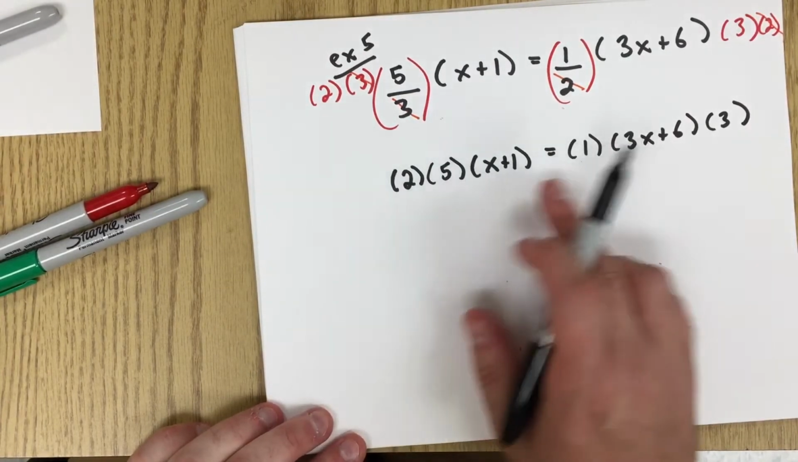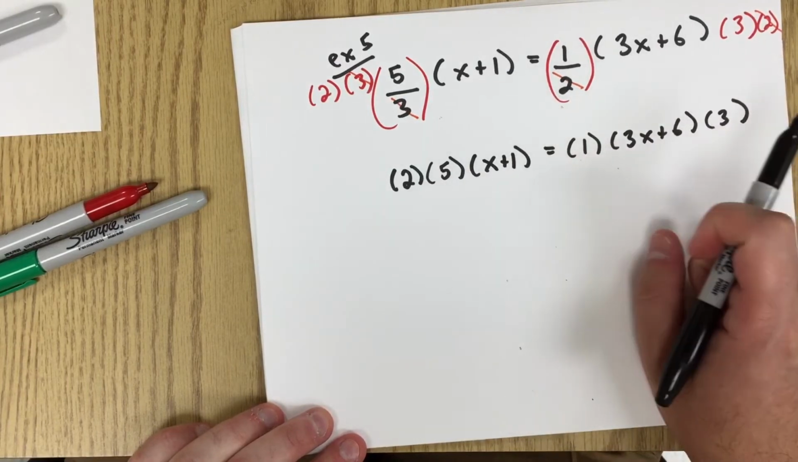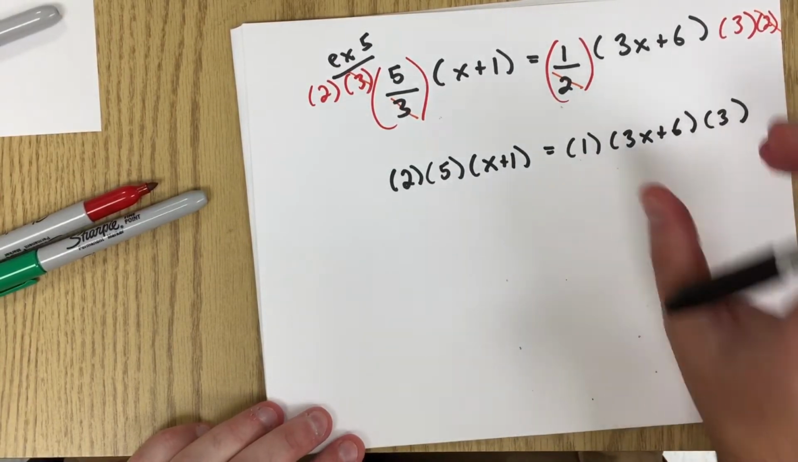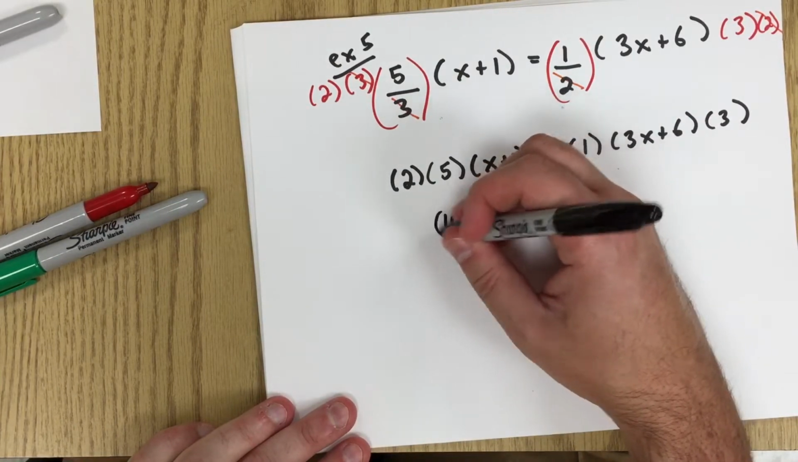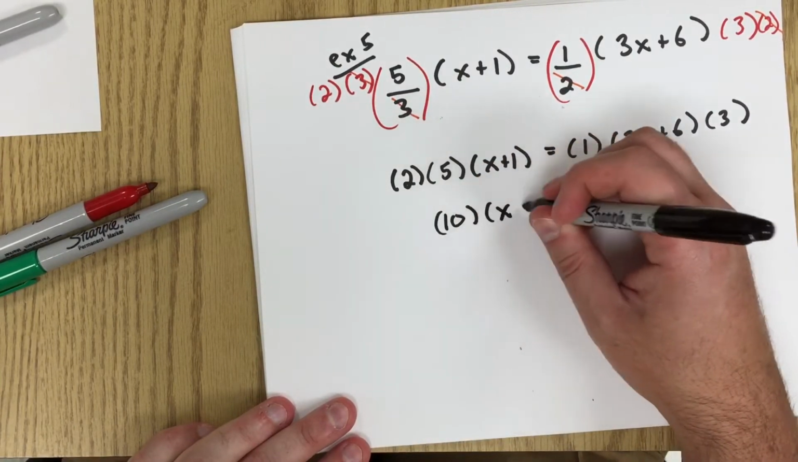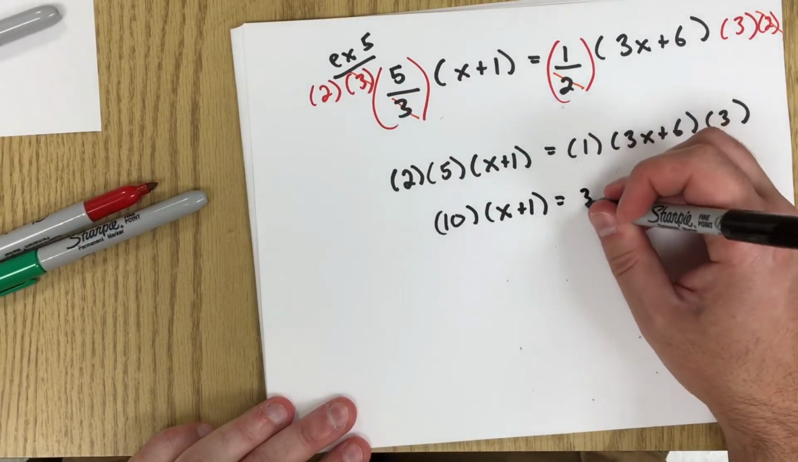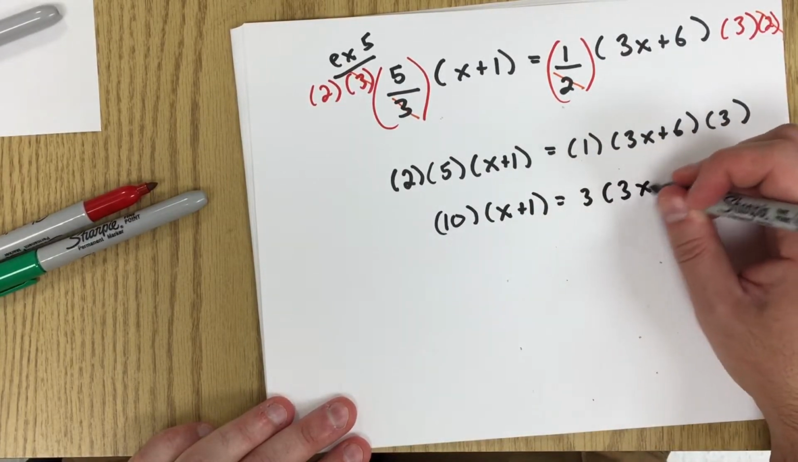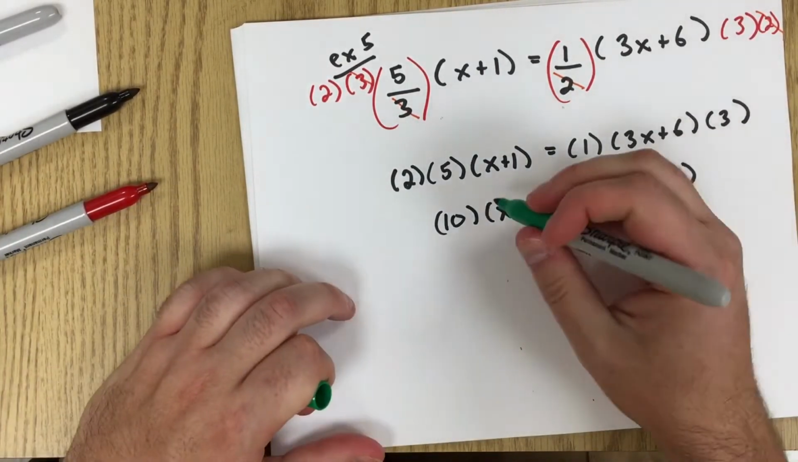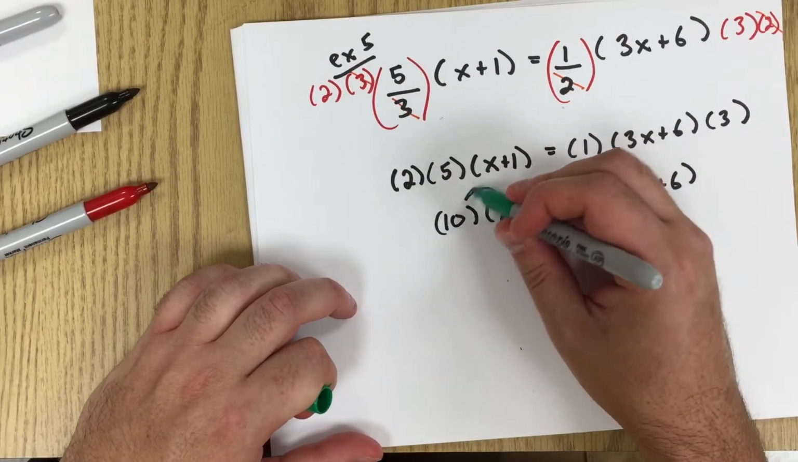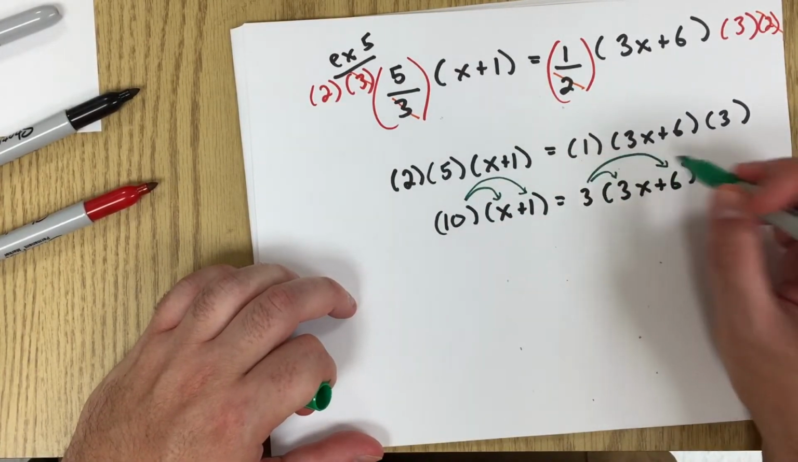What I'm going to do now is combine the numbers. I have to call them the constant terms, but they're the numbers. They don't have any variables on them. 2 times 5 is 10. So this becomes 10 times x plus 1. And then 3 times 1 is 3. So 3 times 3x plus 6. And now we're back to some distribution. So we distribute the 10. We distribute the 3.